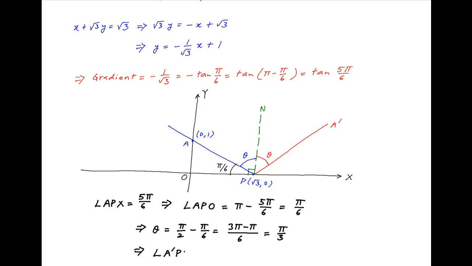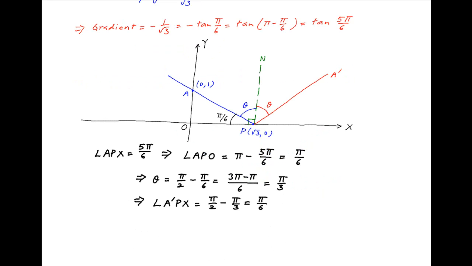Therefore, from the figure above, the angle made by the reflected line PA dash with the positive direction of the x-axis, angle A dash PX, is equal to pi upon 2 minus pi upon 3, which is equal to pi upon 6. Therefore, the gradient of the reflected line PA dash is equal to tan pi upon 6, which is equal to 1 upon root 3.